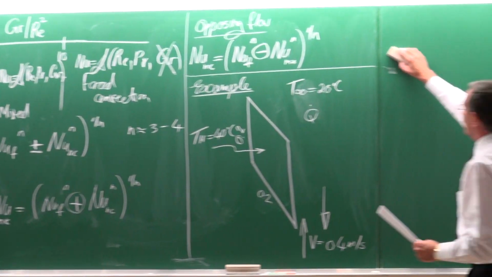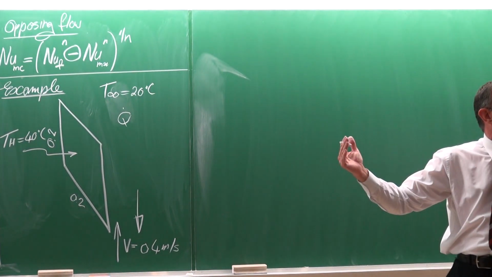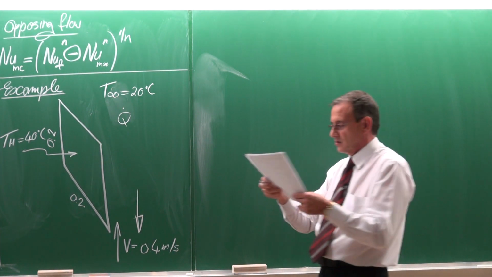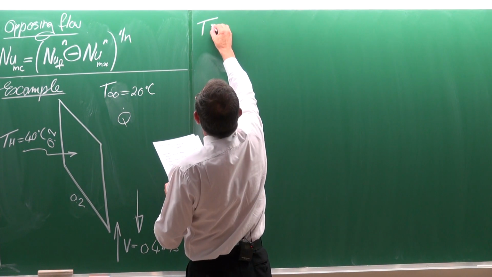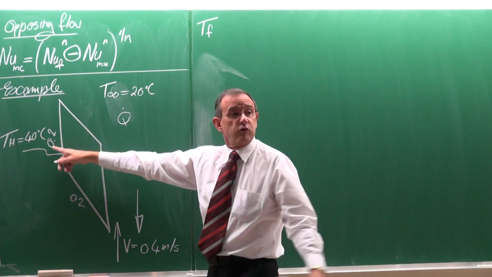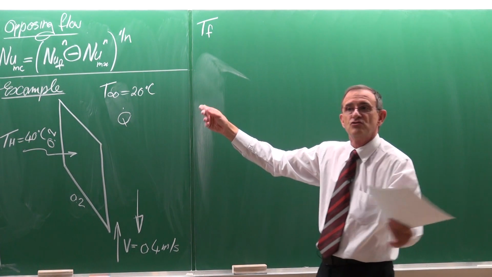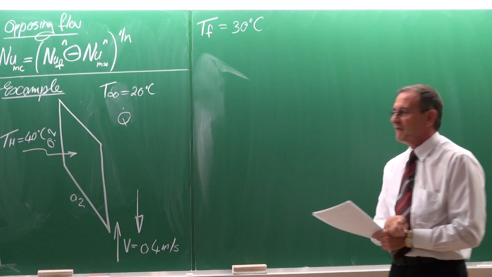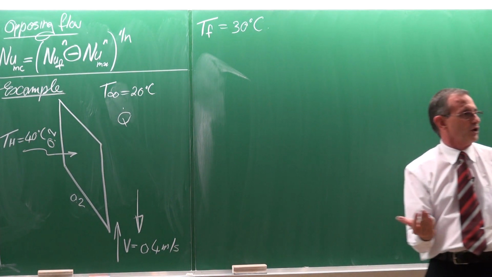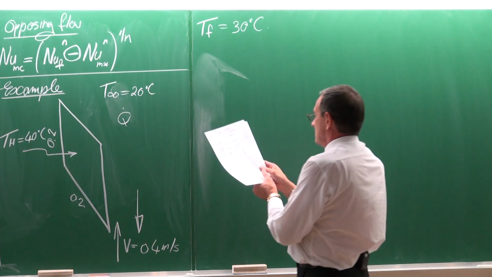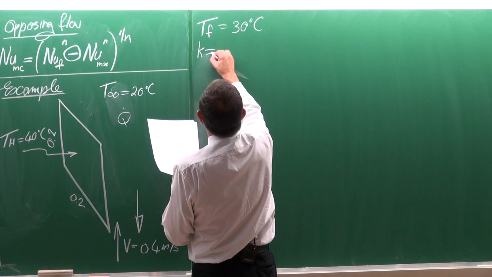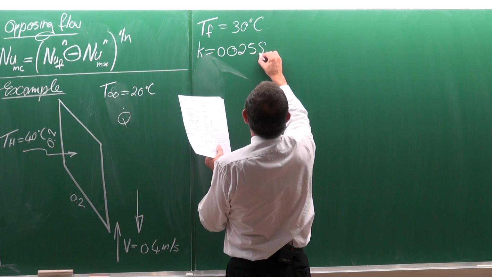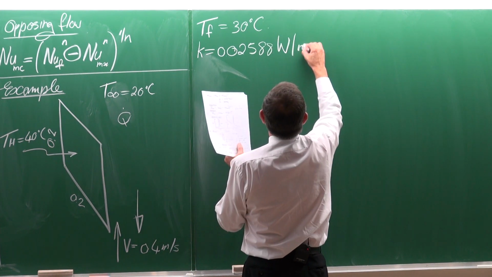Right. We have done flat plates many times. We know that we need the film temperature to get the properties, so let's do that quickly. The film temperature would be 20 plus 40 is 60 divided by 2 is 30 degrees Celsius. You agree? So the film temperature is just the average. So at 30 degrees Celsius, the thermal conductivity of the air is equal to 0.02588 watts per meter Kelvin.